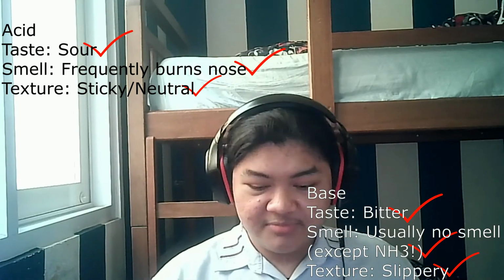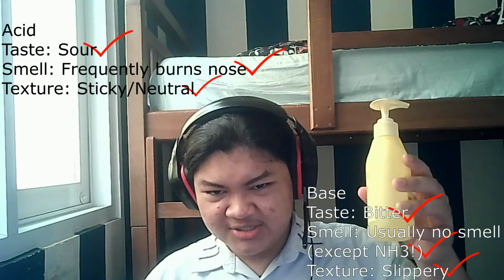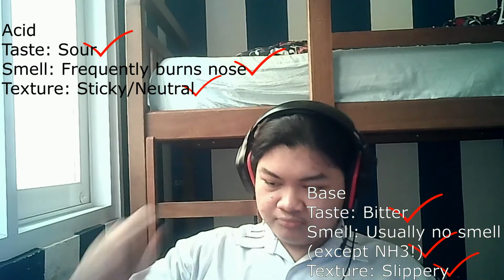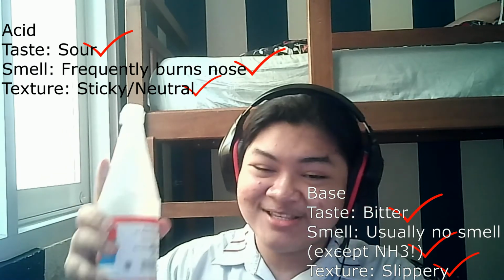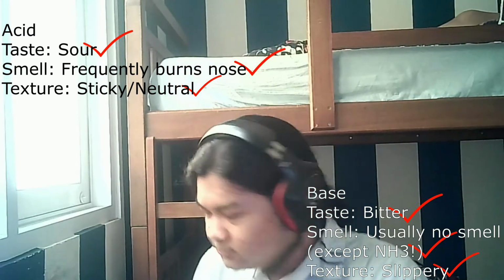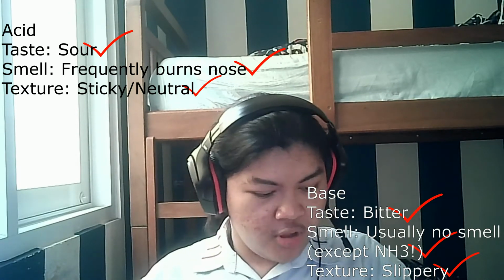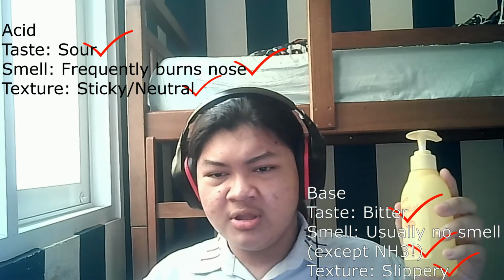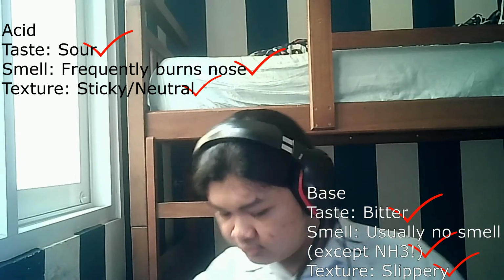So yes, that is the difference between acids and bases. This one is sour, very sour. This one is bitter, very bitter. The vinegar doesn't have a soapy texture, while the soap does. The vinegar smells strong, while the soap does not have a strong smell to it. And yes, those are the differences between acids and bases.